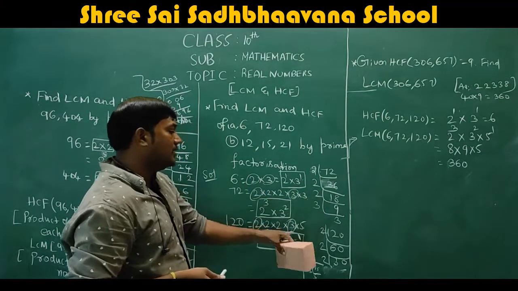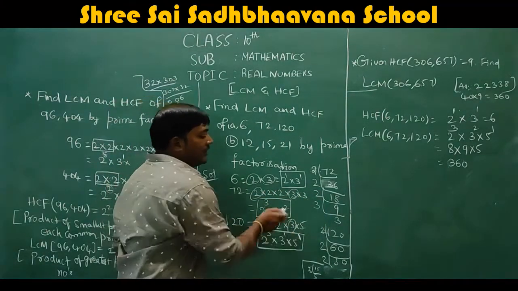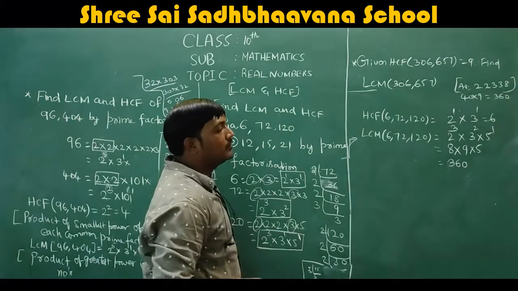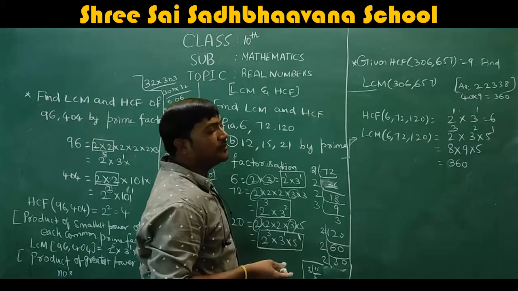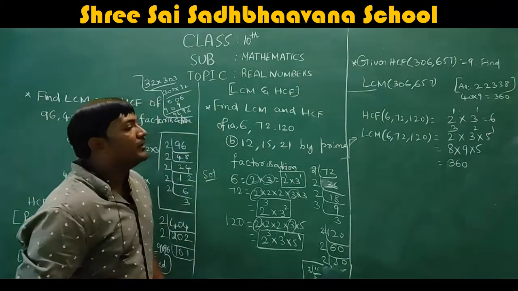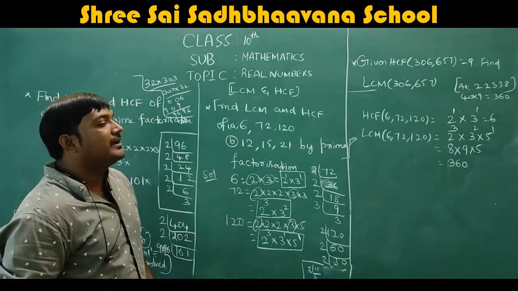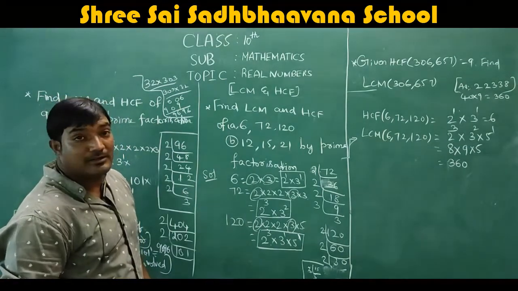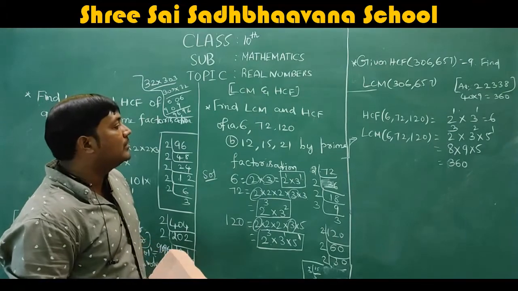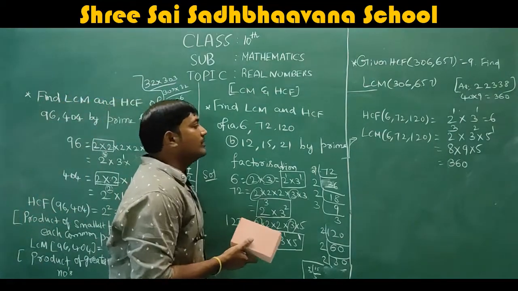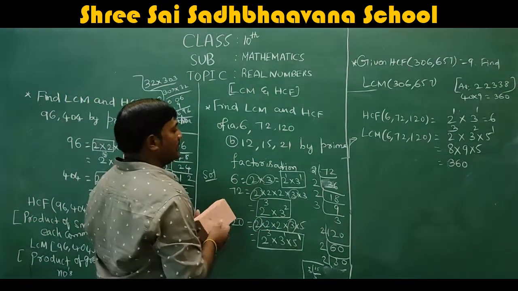Everywhere if you check, for 5 you have only 1 as the highest power. Correct? Write 1. So 2 cube into 3 square into 5, which is 8 into 9 into 5. So which will give you 360. So 360 will be the LCM. Okay. And we are going to solve one more sum of this type. I think you can understand better.